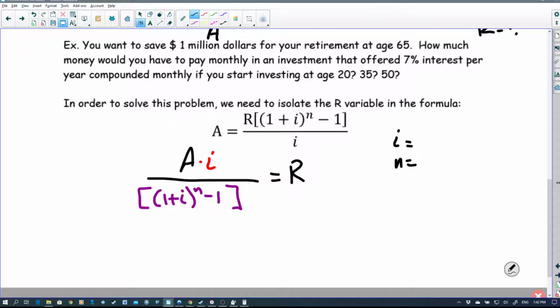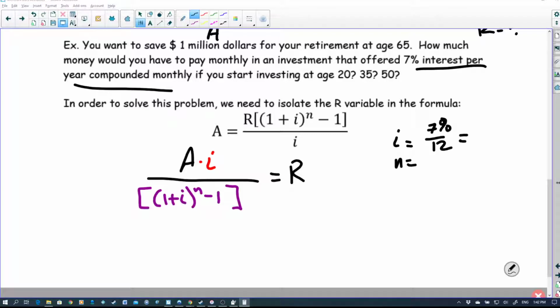So we've got 7% interest per year compounded monthly. So we've got to do 7% divided by 12. I'm just going to do that off to the side here. So 7%, which is 0.07, divided by 12, gives 0.00583.